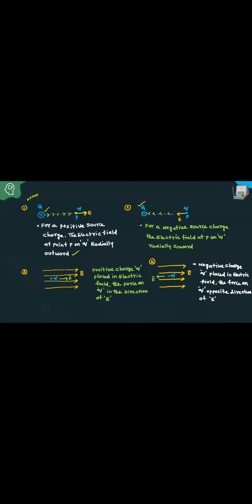For a negative source, the electric field at point P is radially inward. Due to a positive charge, the electric field acts radially outward. Due to a negative charge, the electric field acts radially inward. The reason, you know, is that with respect to a negative charge, the field lines are towards the charge, and with respect to a positive charge, the field lines are away from the charge. See one more observation.